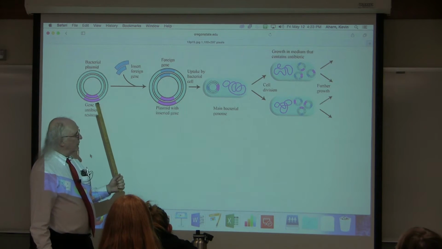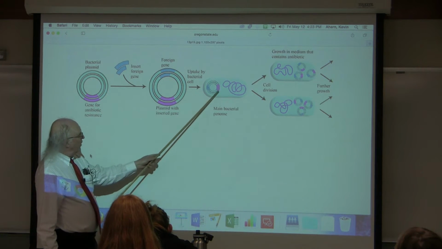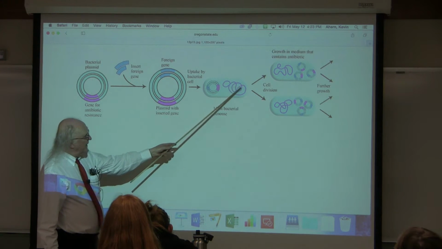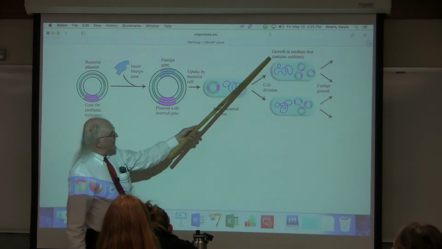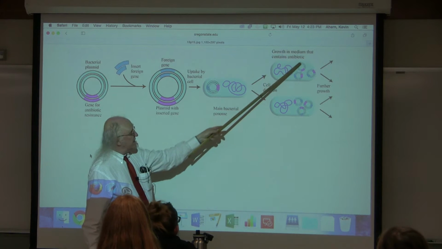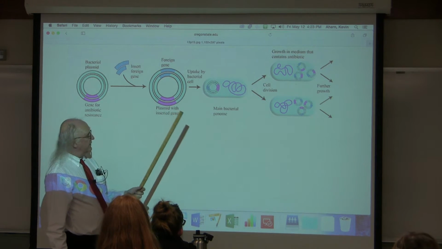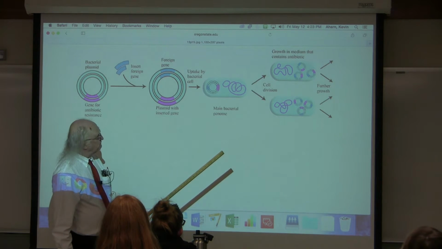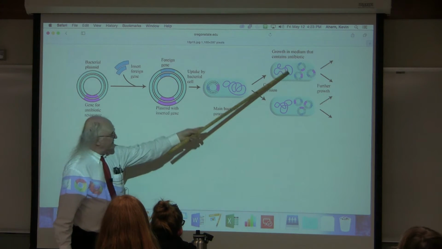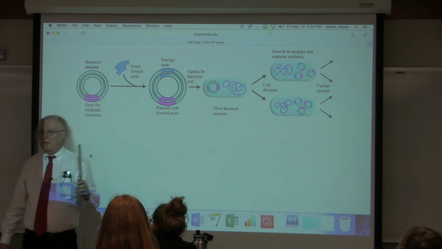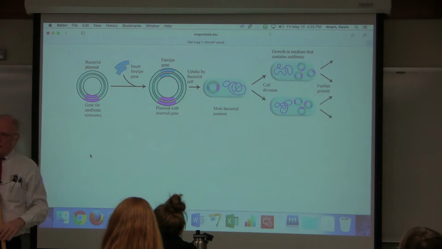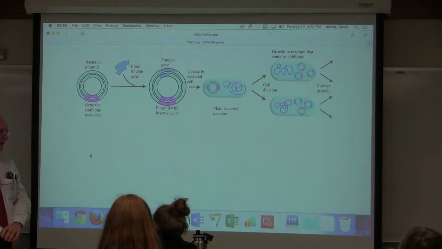Once it gets it inside, we're in pretty good shape because now we've got the antibiotic resistance gene on there. We have a way of flagging this. So if I grow it in medium that contains the antibiotic, then I get this guy, and all the other guys die. And of course I get zillions of these because I double every time. So I can get a lot of bacteria that have the thing that I want by growing them literally overnight.